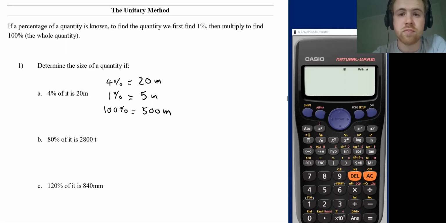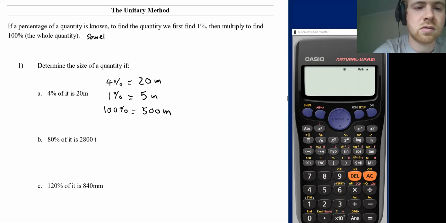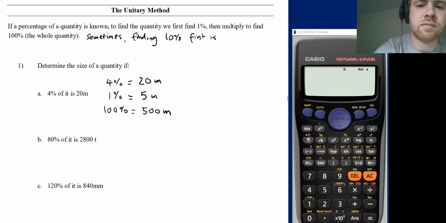Okay, so we go down to 1% and then we multiply up to 100% to find the whole quantity. Now sometimes it's actually quicker if we just find what 10% is and then multiply it by 10 to get 100. So let's just add that in. Sometimes finding 10% first is easier.